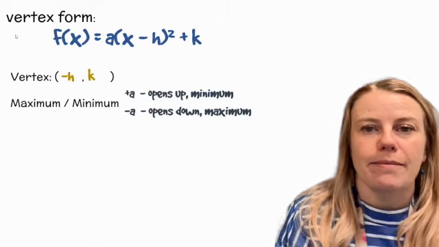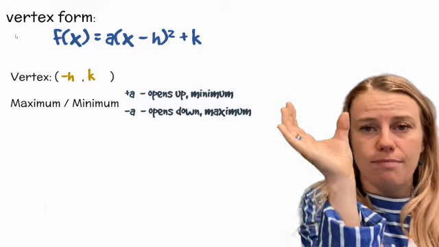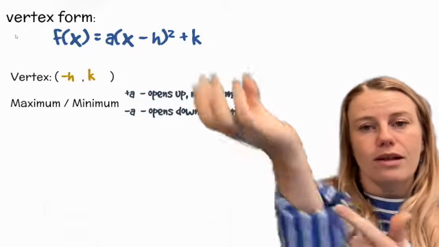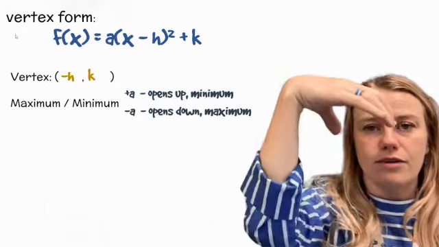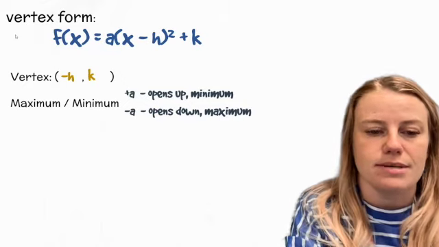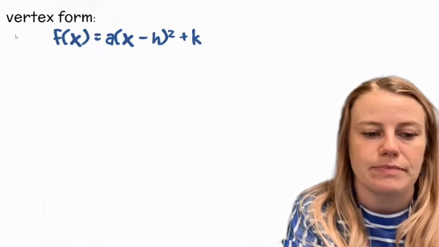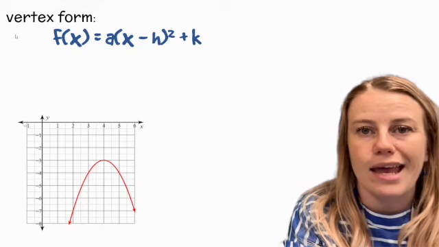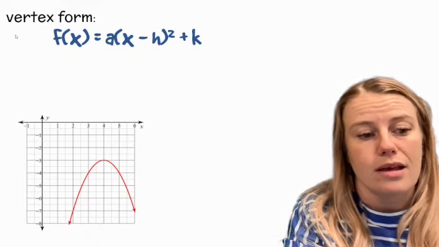And remember, maximum and minimum. If a is positive, then it opens up and we have a minimum. If it is negative, it opens down and we have a maximum. We've got this graph and we need to write it in vertex form.